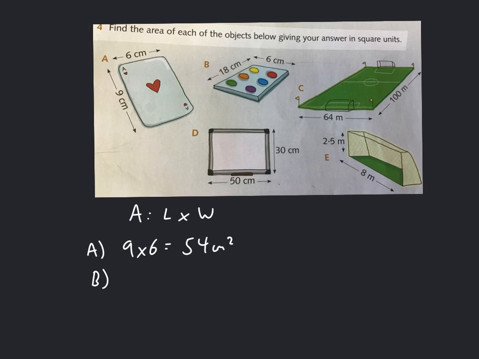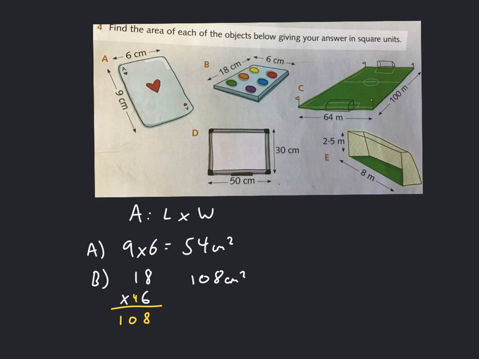For B, it's the palette of paint, so we've got 18 times 6. 18 long and 6 wide. Now we're going to have to do a little sum to work this one out. So I'm going to do 18 times 6. As you can see here when I did that, I got 108. So the paint palette is 108 centimetres squared.